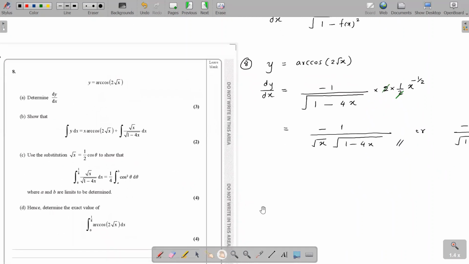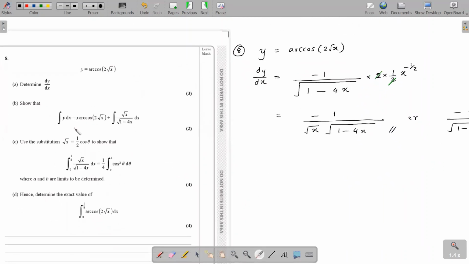And then they say part B, show that the integration of y with respect to x. How do we integrate? In the sense you're supposed to integrate arccos 2 root x. So you can very clearly see we know how to differentiate it. So how do we integrate y equals arccos 2 root x?